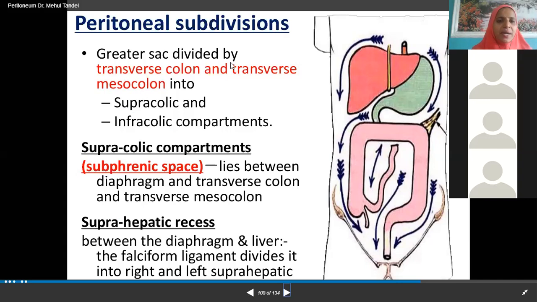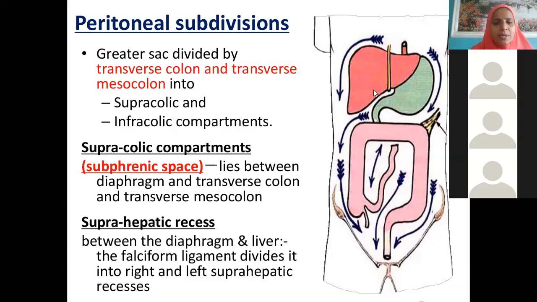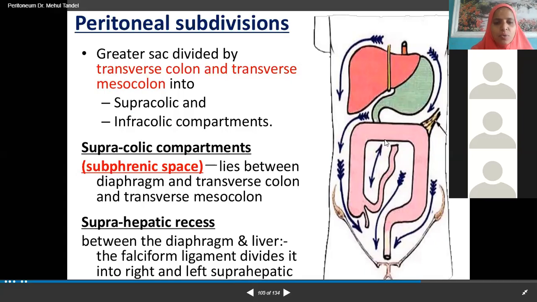See, the greater sac is divided by this transverse colon into supra and infracolic compartments, as I told you in my previous class. Below the diaphragm, we have spaces which are called subphrenic spaces. The diaphragm is like a dome, like an umbrella. So between the diaphragm and the transverse colon and transverse mesocolon, all these areas are the spaces below the diaphragm. You call them subphrenic recesses.